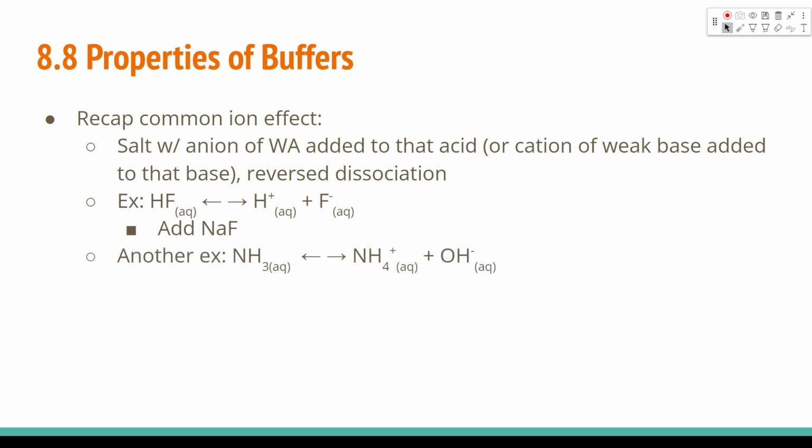Here's another example with NH3. Cool. If I dissolved some ammonium chloride, that means I have additional ammonium ion in there. And if I have additional ammonium ion, that means I have too much of the product side of this system. Because I have more of the products, it's going to compensate for that by increasing the reverse rate to make ammonia, the NH3, and then eventually it will reach equilibrium, and then the rates will be the same once it reaches equilibrium once again.